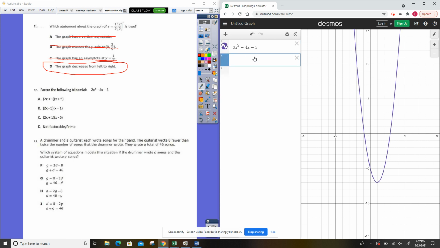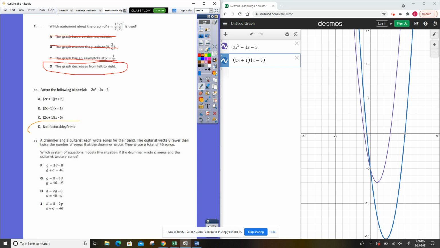Let's try the next answer choice, 2x minus 5, x plus 1. Also not the same. So again, not our answer. Let's try the next one, 2x plus 1 times x minus 5. Still not our answer, which leaves us one choice: not factorable, which in other words is prime.